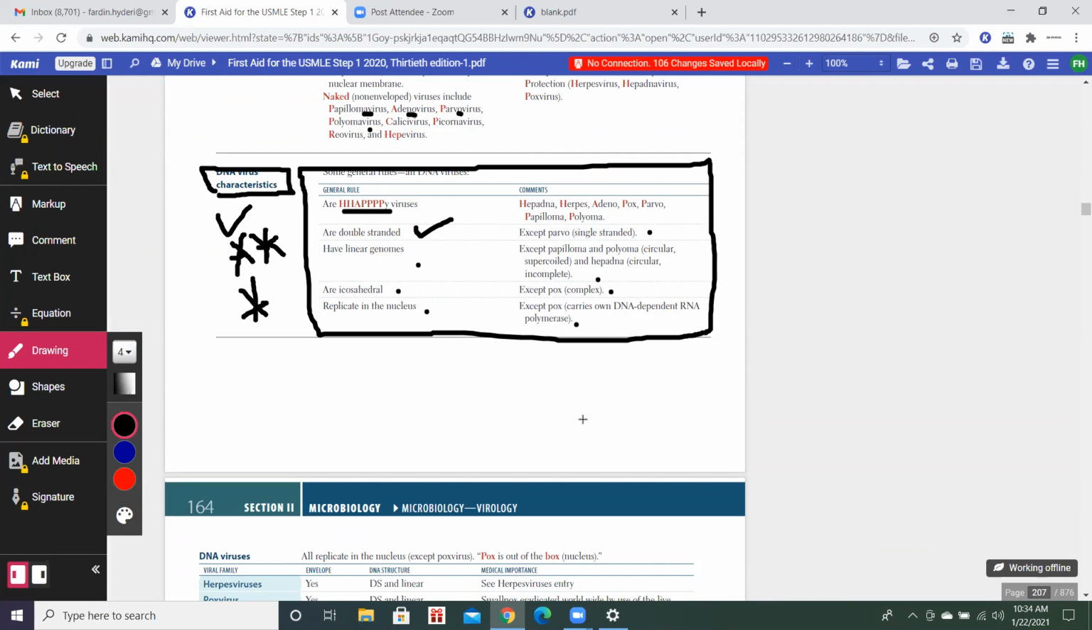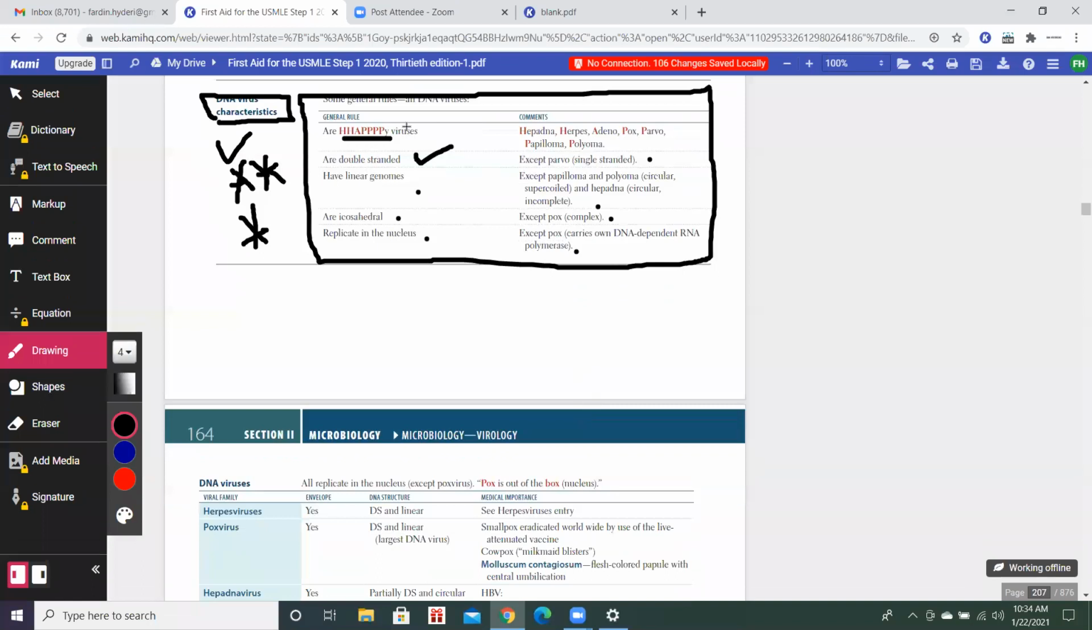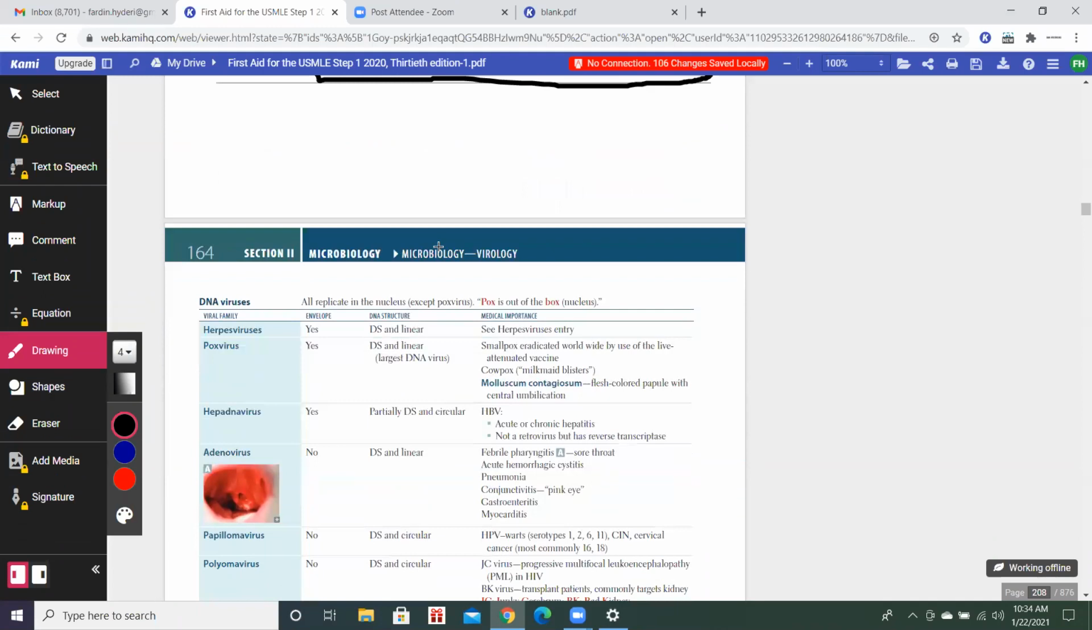Yes. Okay. So can anyone mention what I mentioned with the same level of confidence without looking at the book regarding the DNA viruses? Okay, Dr. Hossam, let's hear you mention the information.